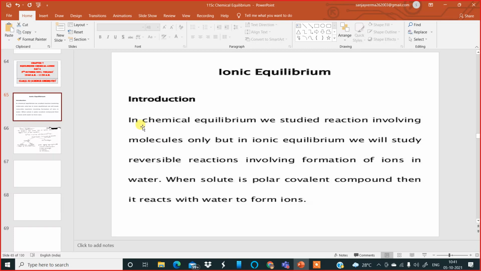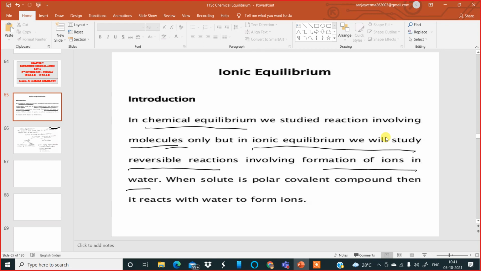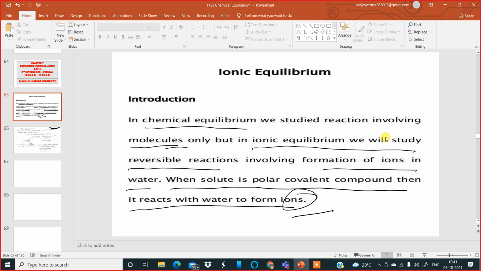Now, in chemical equilibrium, we studied reactions which involved only molecules. But here in ionic equilibrium, we will study reversible reactions involving formation of ions in water. When the solute is a polar covalent compound, it reacts with water to form ions. So remember this. Here in ionic equilibrium, we're learning about reversible reactions which result in the formation of ions, and those ions are in equilibrium with the reacting species.